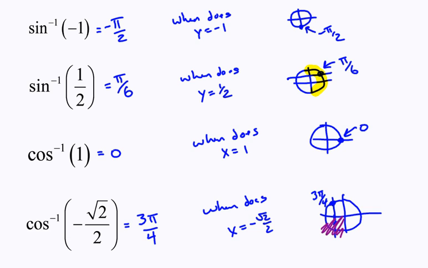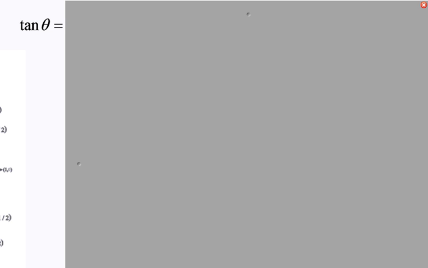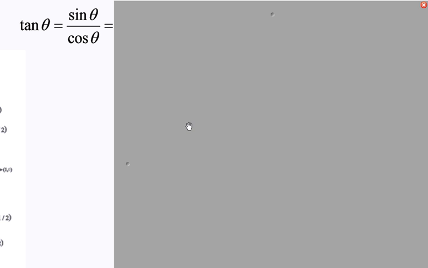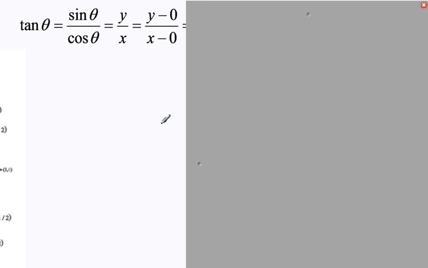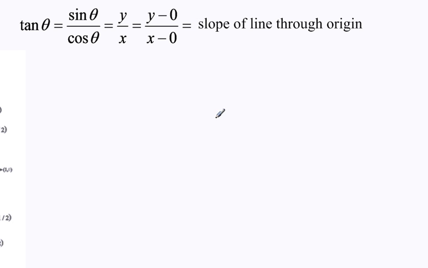Now we're going to move on to inverse tangent, and the easiest way to do inverse tangent is to understand this relationship. Tangent is sine over cosine. So far so good? And sine, we just said, was our y, and cosine was our x, so that equals y over x. We could all agree that y minus 0 over x minus 0 is the same thing as y over x. What I'm really doing here is finding a slope. So here's my y, going through 0, 0, and x, y, and that gives me the slope of the line through the origin.